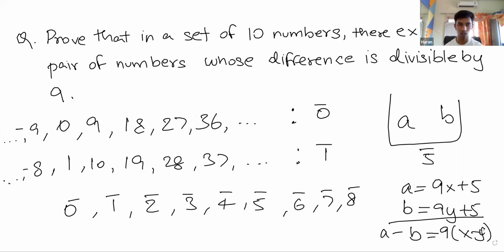So that's why we are looking at all of these classes, because by the pigeonhole principle, if you're able to find two numbers in the same class, then the difference is divisible by 9, right? So that's the approach that you think of when you try to approach this problem. So is this clear?